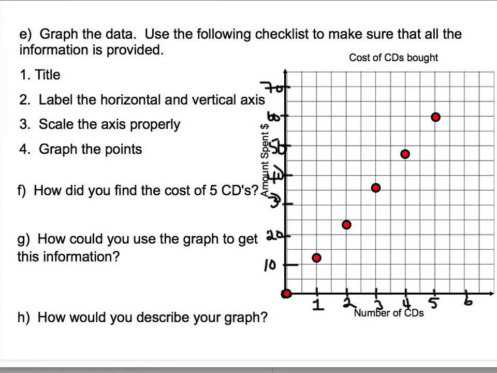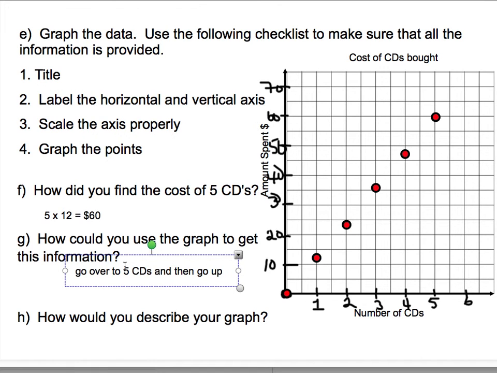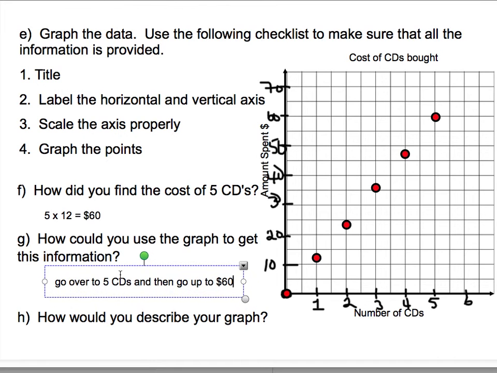Well, what I did was I used the relation. I went 5 times 12 to give me $60. How could you use the graph to get the information? Well, once you have the graph, all you have to do is go over to 5 and up to the data point. So go over to 5 CDs and then go up to $60. So you can use the graph in order to get the information you need.